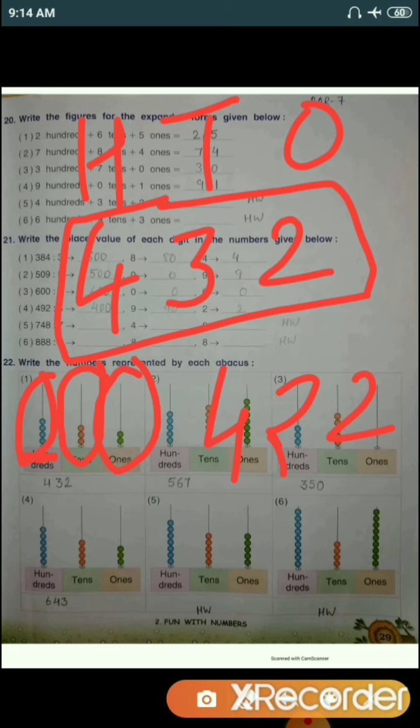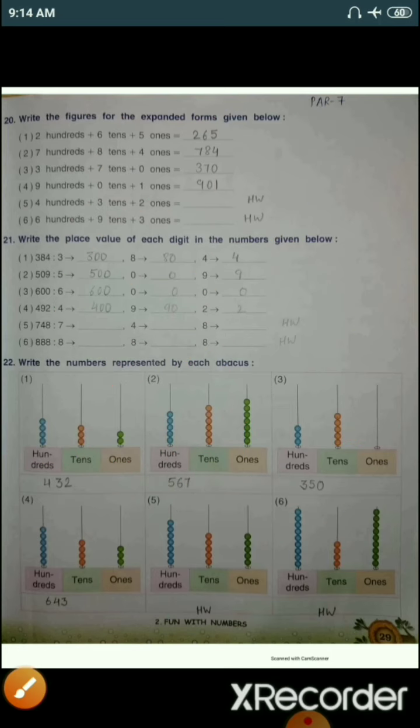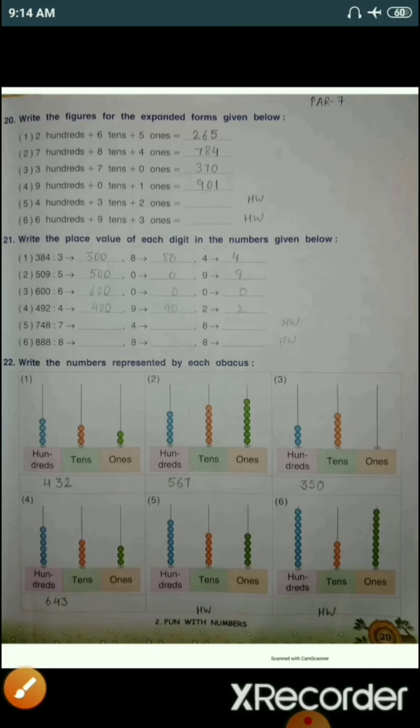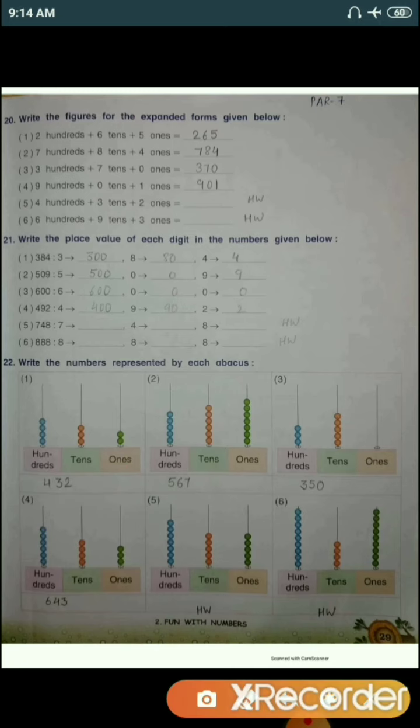432 is your answer. So you can see here I have already written 432. Now question number 2. Again I am going to write hundreds, tens and ones. So let's count the beads. In the hundreds column how many beads are there? There are total 5 beads. So I will write here 5.